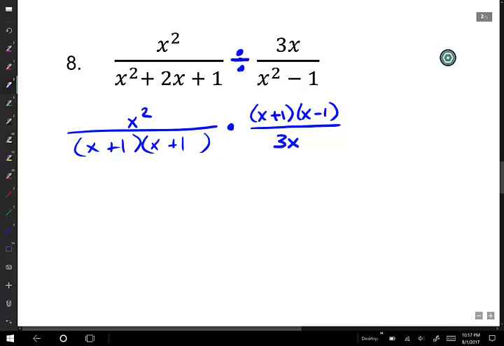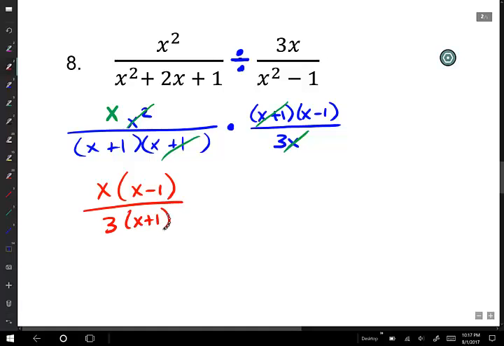Now we're going to cancel. The x squareds and the x cancel to just an x. The x plus 1's cancel. And I think that's all that's going to cancel. So that's going to leave us an answer of x times x minus 1 over 3 times x plus 1.